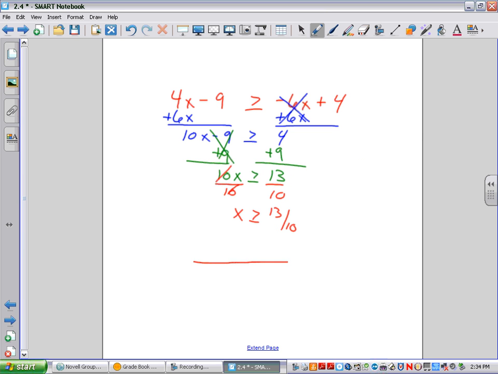So my number line, my graph would be positive 13/10, closed circle again, off to the right. I think all these examples were closed circles. That's just the way it worked out. Again, if the symbol's not underlined, make sure you have an open circle.